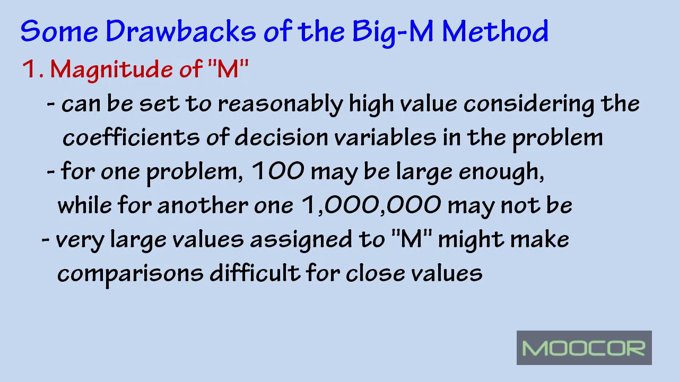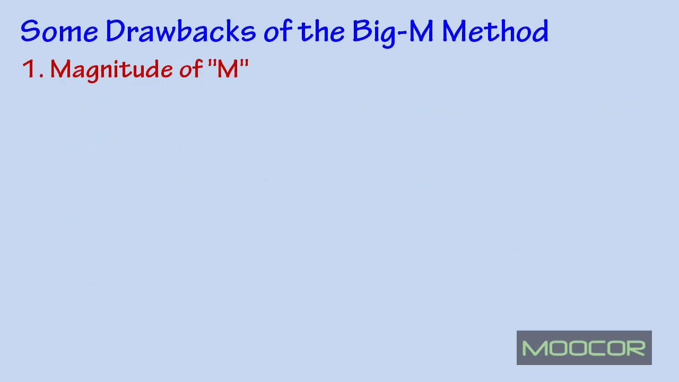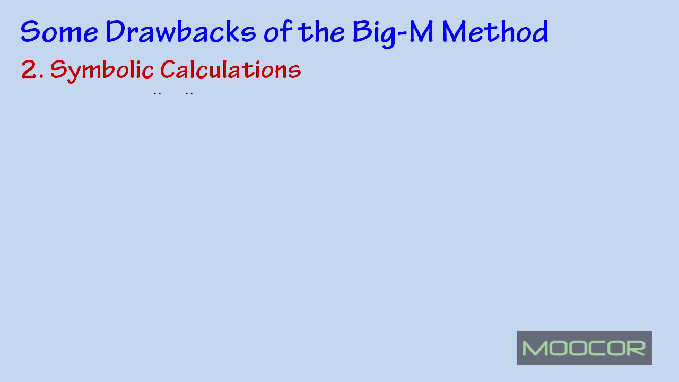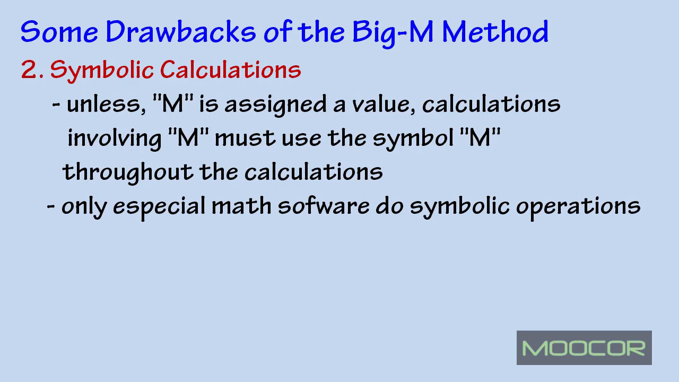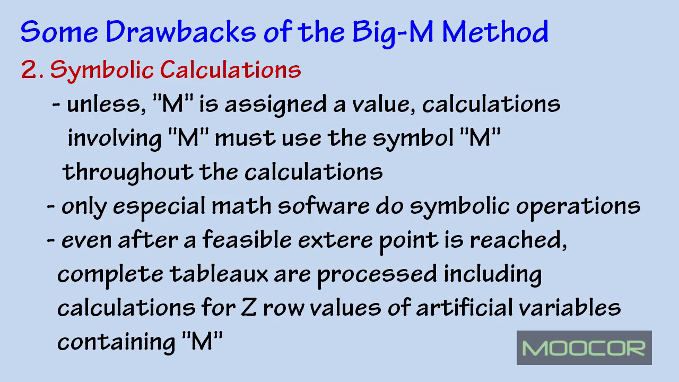The other one deals with the symbolic calculations, and unless M is assigned a value, calculations involving M must use the symbol M throughout the calculation. Only some special math software do symbolic calculation, and even after a feasible extreme point is reached, the complete tableaus are processed including the artificial variable columns.